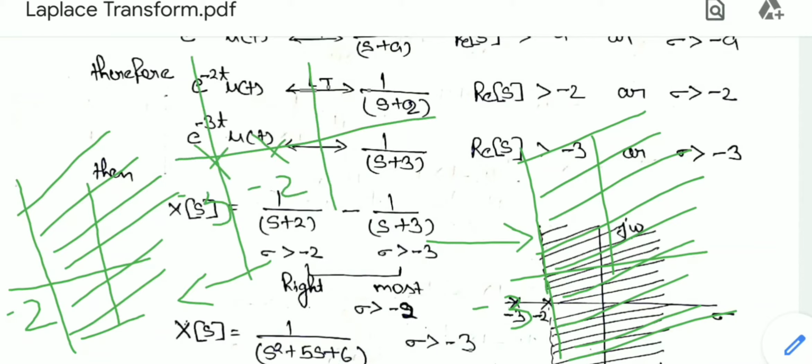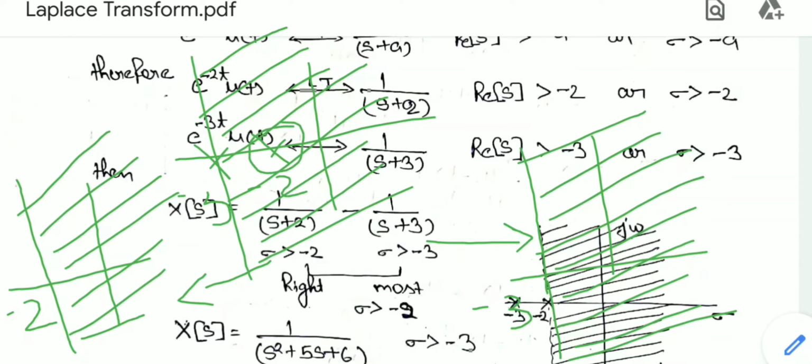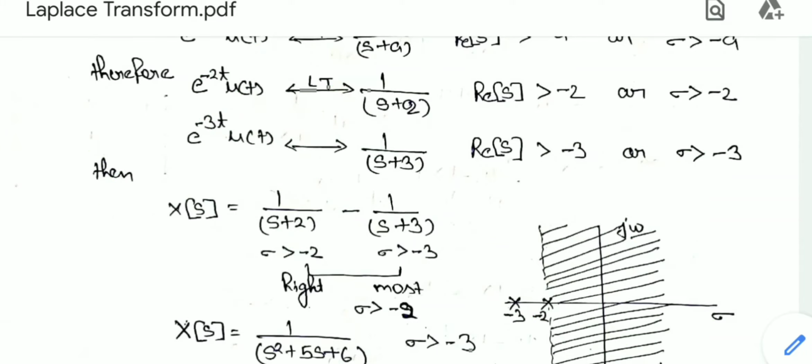If we consider minus 3, then the pole at minus 2 lies inside the ROC, and we know the property of ROC that the ROC must not contain any pole. Therefore, the overall ROC is sigma greater than minus 2, and the pole at minus 3 is not in the ROC.